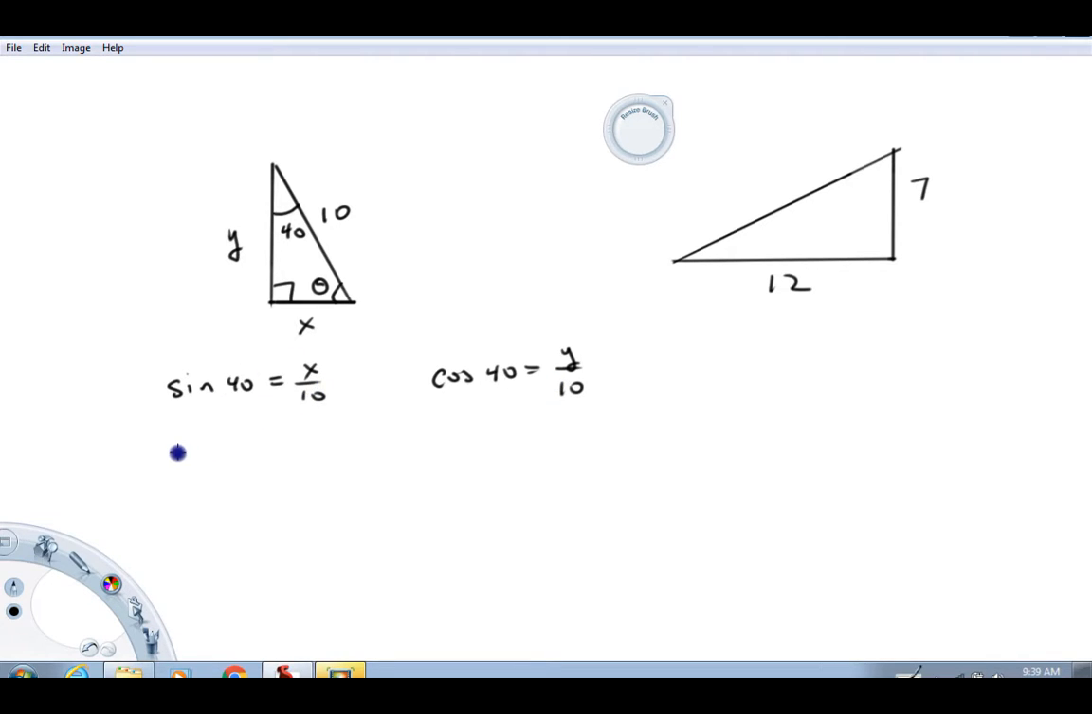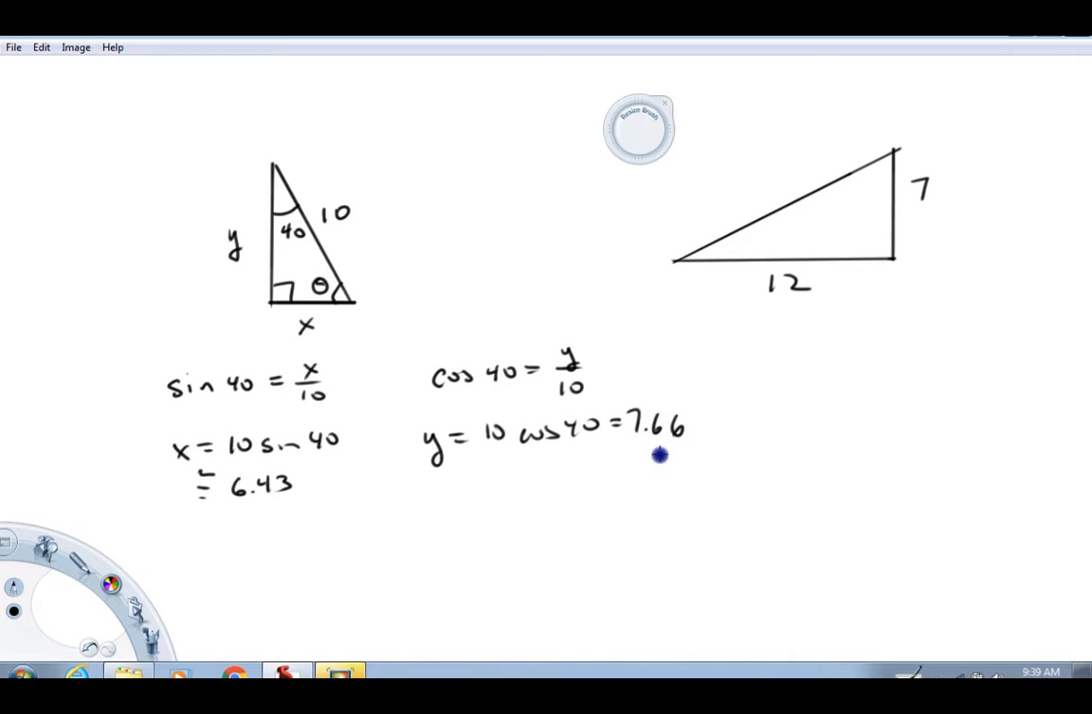I can solve this one by multiplying both sides by 10. So x is going to equal 10 times the sine of 40 degrees. And if you give me a moment here, I get 6.43 out of that, approximately. Over here now, to solve this for y, we would multiply both sides by 10. So y is going to equal 10 times the cosine of 40 degrees. And I get about 7.66.